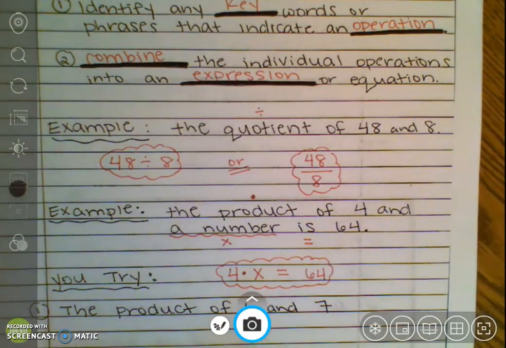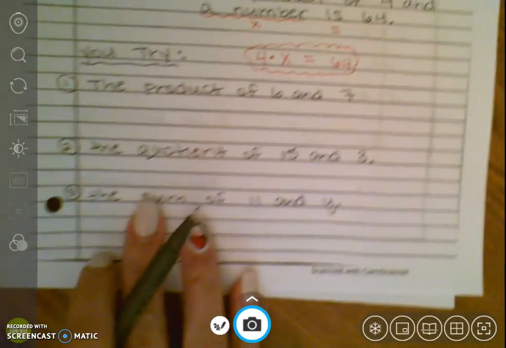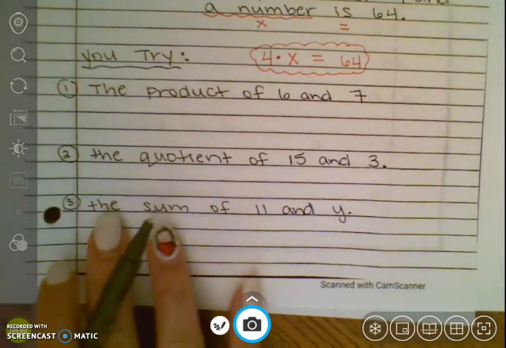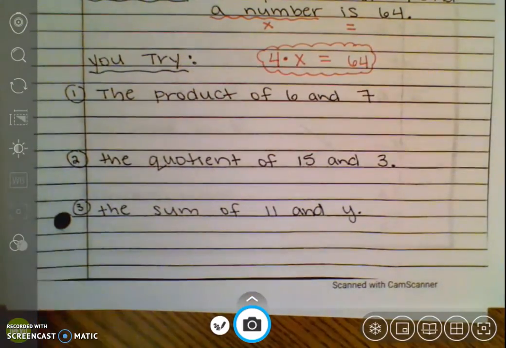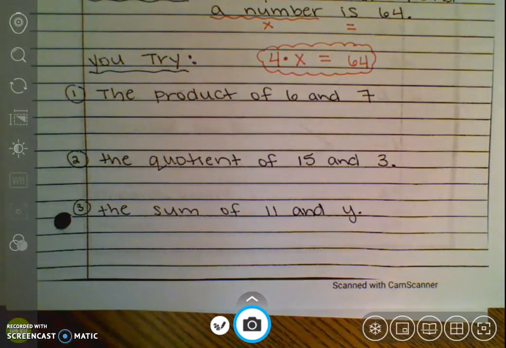Okay, next, you guys have 3 problems to try. So pause this video and you try these 3 problems. Remember, it's okay if they're not right, but I at least want you to try and write out what you think it is, everything you know about the problem, like what do the words mean. And when you finish doing those 3 problems, unpause the video.